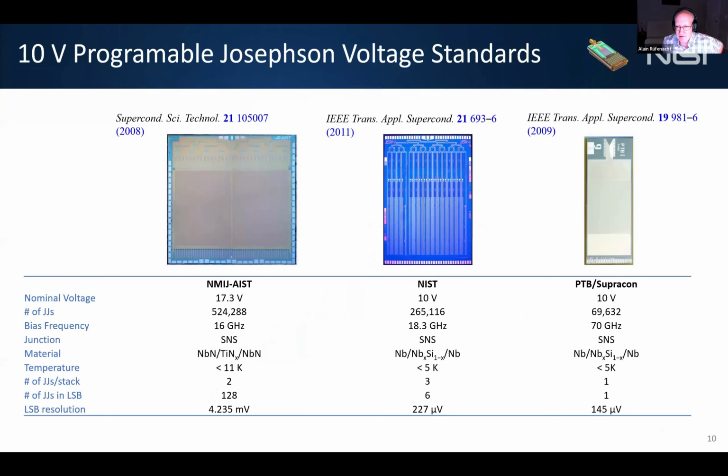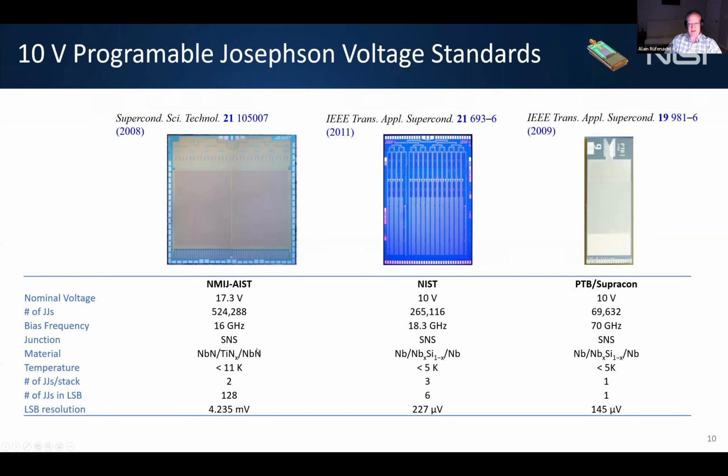Let's review a little bit of the technology that's available right now to achieve 10 volts. There are 3 different devices that are commonly used in laboratories. The first one is from NMIJ AIST, which has the largest number of junctions, slightly over 1 million junctions. NIST uses about 250,000, and the PTB technology transferred to Supracon has about 70,000 junctions. The main difference is the bias frequency, from 70, 18, and typically 16 gigahertz.